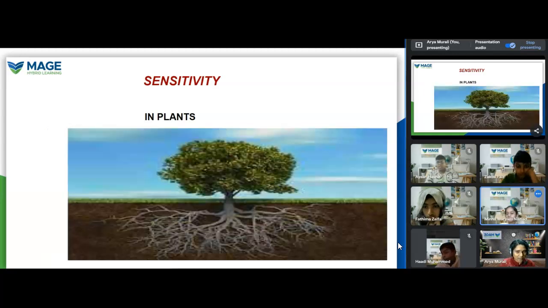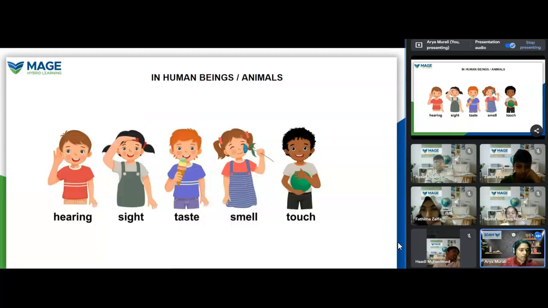Okay, and another sensitivity is in the roots also. It is sensitive to the chemicals, nutrients or minerals present in the soil, right? If there is a harsh chemical in the soil, will the root grow on that side? No, the root will never go to that side because it can sense that the chemical will harm me or harm the whole plant. So I don't want to go there. I have to search another way for my food or for water. Okay, that is a way of sensitivity. Okay, what about human sensitivity?